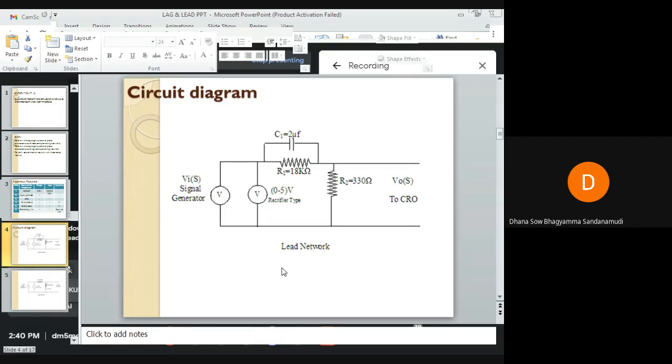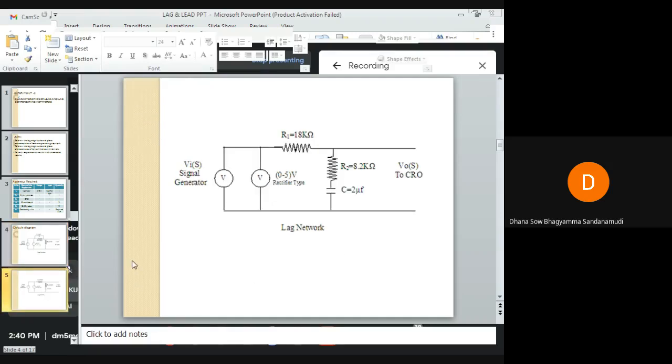You can see here on the input side, a voltmeter of 0 to 5 volts is connected, and the signal generator is also connected on the input side. We are showing the CRO on the output side because we are going to see the output, that is the Lissajous pattern, on the CRO. But from the CRO, the X plate must be connected to the input side of this circuit, and the Y plate must be connected to the output side of this circuit.